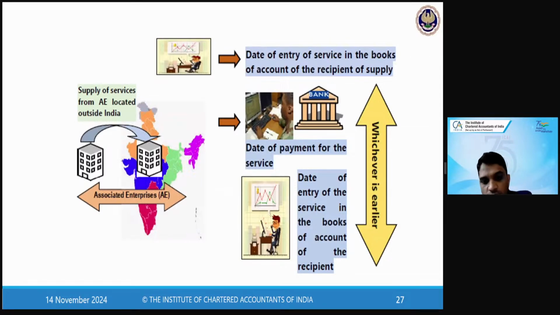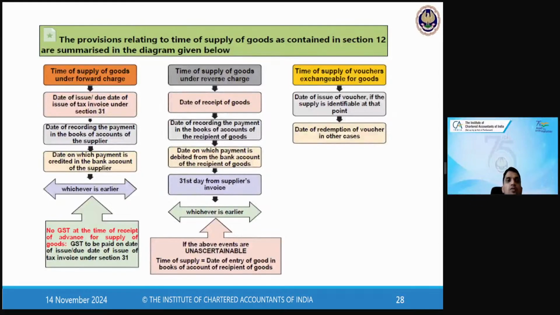That is the time of supply for goods, time of supply for services. So, as a matter of revision, the provision relating to time of supply of goods under forward charge normal will be date of issue of invoice or date of recording the payment, whichever is earlier, but no GST at the time of receipt now. So, GST will be paid only on the date of issue of invoice or the due date when you have to issue the invoice.